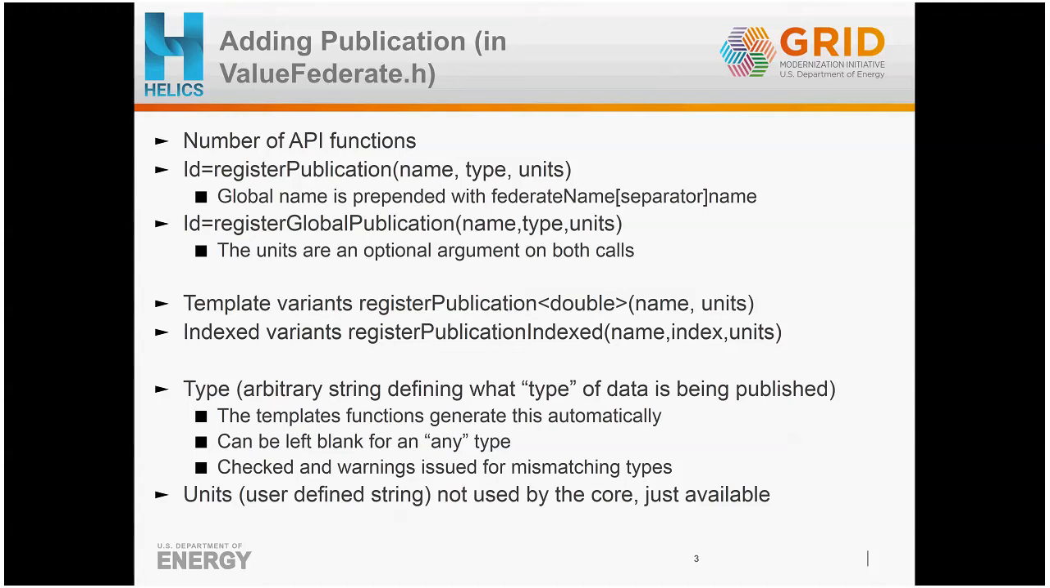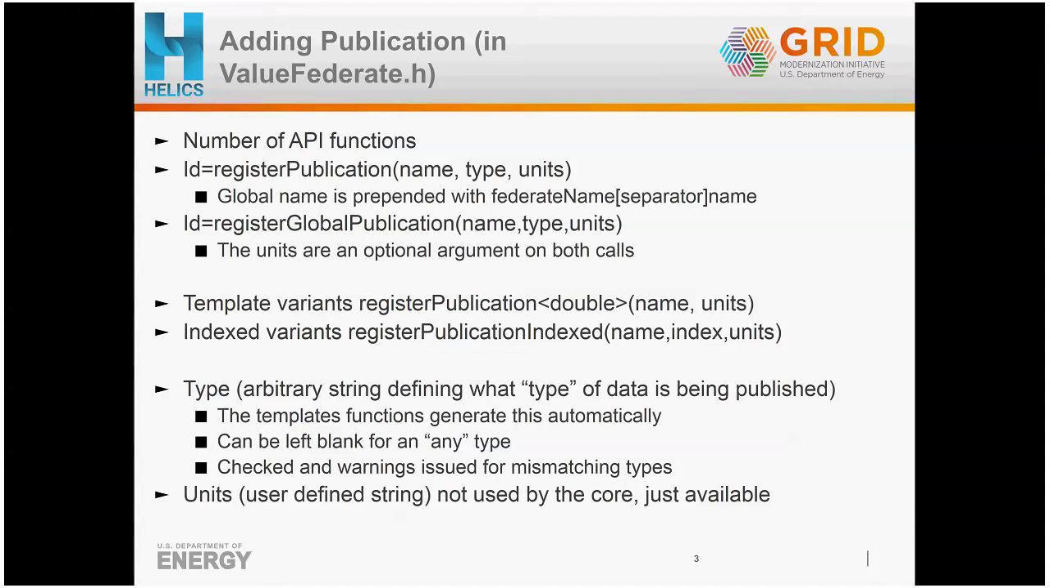There's also index variants, so if you have an array of federates and they all publish a specific thing, you can index them based on the indexing number, and this simplifies naming somewhat. We haven't used this too much yet, but it's used in a few of the examples. The type is basically an arbitrary string. There's a number of predefined types based on kind of data classes in C++.